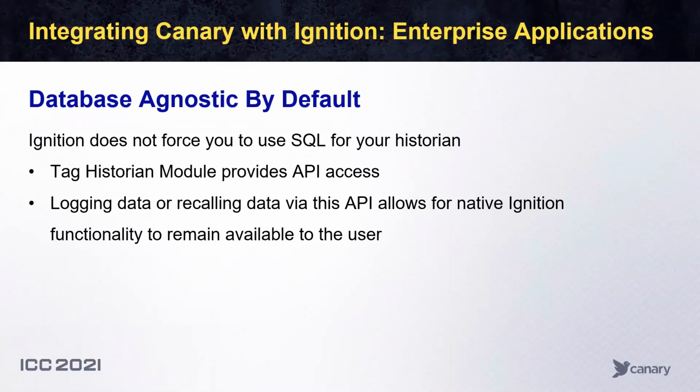And when you say historize a tag, you can create a data feed via the Tag Historian module API. Canary's been able to read that API and essentially present itself as a native historian to Ignition, the same way that you can choose to use a Microsoft or a MySQL database instance or a Postgre instance. You can also choose to use Canary as an instance. And that's not just for logging data, it's also recalling data via that same Tag Historian module API. So you get to choose what you want to use for your database, but you maintain the same functionality as if you were using a SQL database.